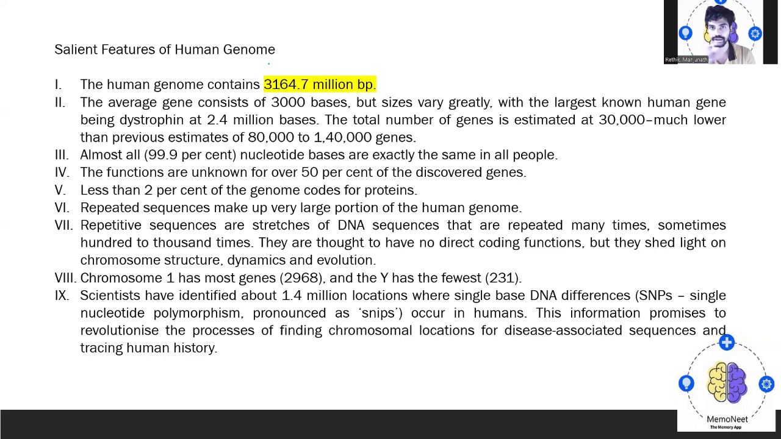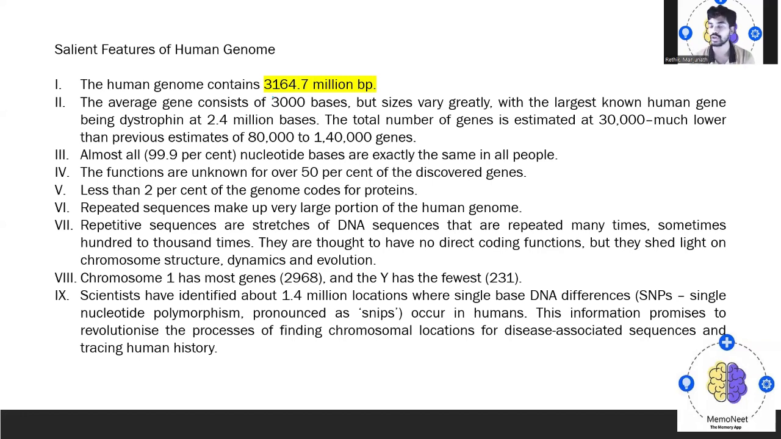3,164.7 million base space, the length I'm talking about. So that is the base space. Then the average gene consists of 3,000 bases, but sizes vary. With the largest known human gene being dystrophin at 2.4 million bases.